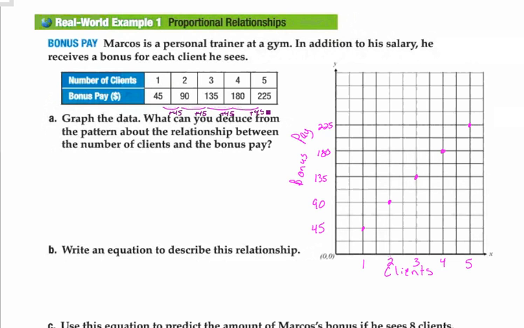Okay, so a couple of things. The pattern is constant. We're going to say that because, again, that means that this is a linear equation, and he is receiving $45 for each new client that he has. So the pattern is consistent.